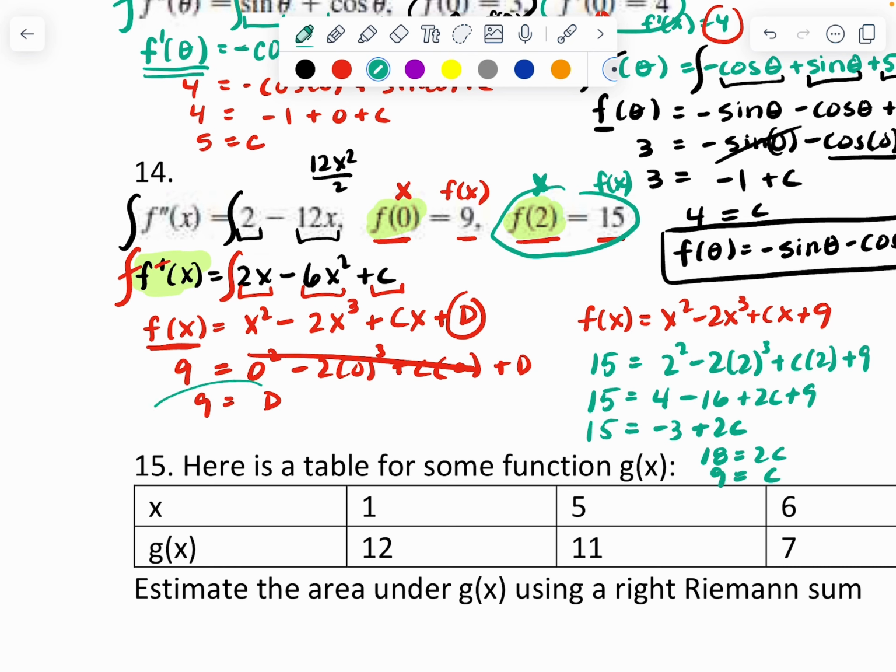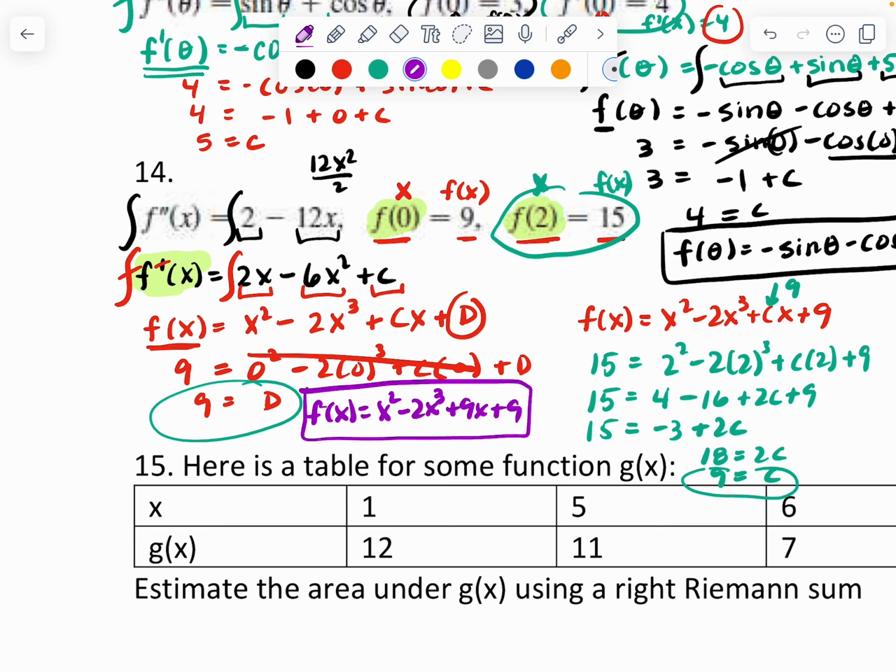Okay, you guys, do you think these have to be the same? No, that was a total coincidence. So replacing this c with a 9 right here, it's going to give me my final answer, which I'll do in purple. F of x equals x squared minus 2x cubed plus 9x plus 9.